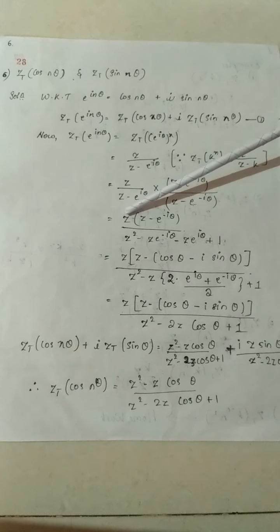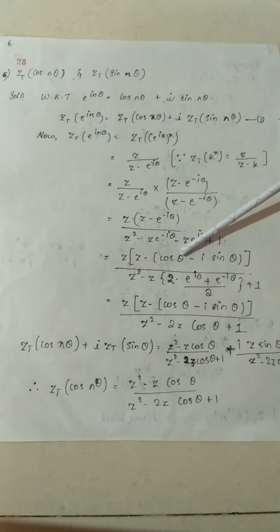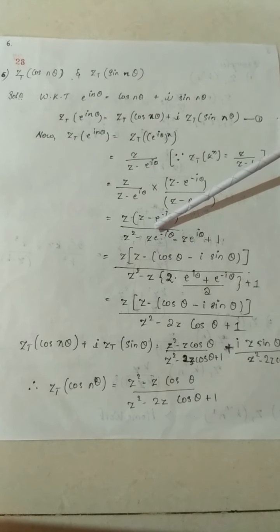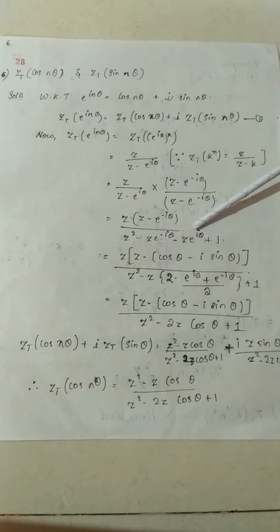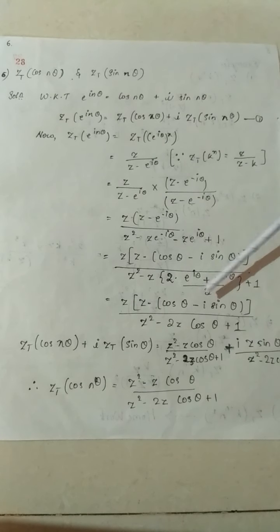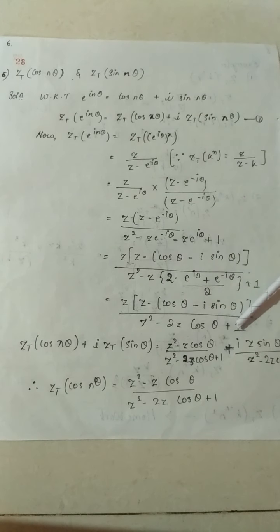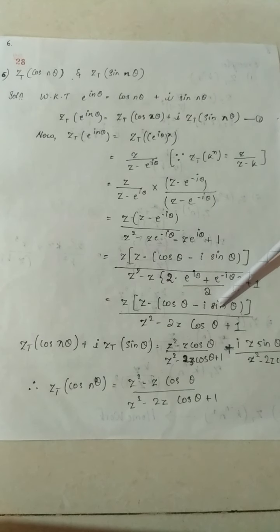And in the numerator, z as it is, e raised to minus i theta is nothing but cos theta minus i sin theta. And in the denominator, z square, in these two terms, take z out. So we get inside the bracket e raised to i theta plus e raised to minus i theta, multiply and divide by 2 because we want to add this plus 1. And when we add this, you get it is cos theta. So denominator z square minus 2z cos theta plus 1 we get. And in the numerator, z as it is, cos theta minus i sin theta.